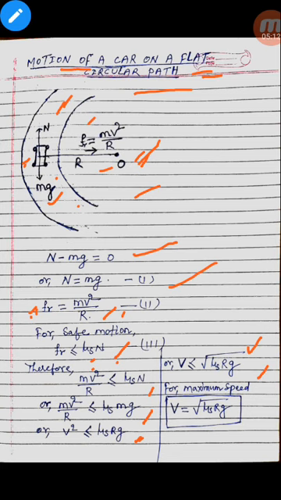For maximum speed, v will be equal to root under mu s r g. This is the maximum speed this car can tolerate. Otherwise, if the speed is greater than this speed, then the car will move away from the circular path and an accident may occur.